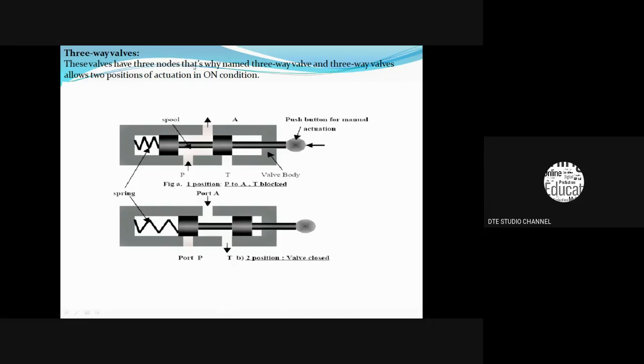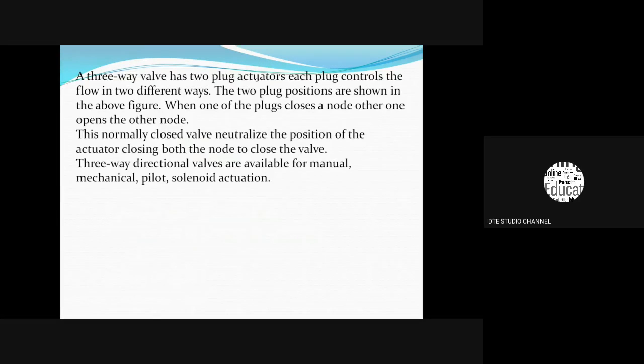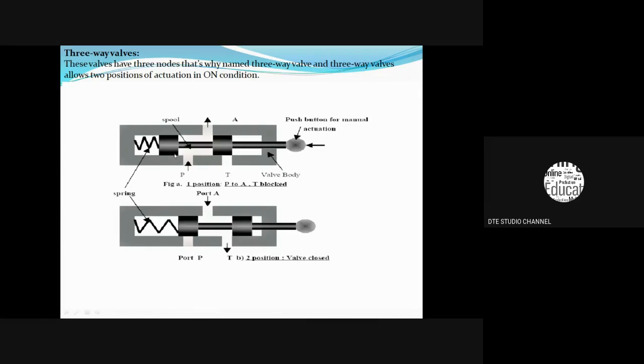These valves have 3 ports, which is why they are named 3-way valves, and 3-way valves allow 2 positions of actuation. A 3-way valve has 2 plug actuators. Each plug controls the flow in 2 different ways. The 2 plug positions are shown in the figure. When one of the plugs closes a port, the other one opens the other port. In the first diagram, when one of the ports is opened by the plug, another port is closed.